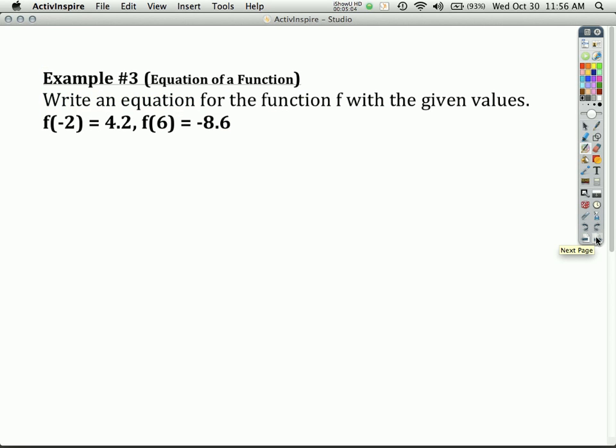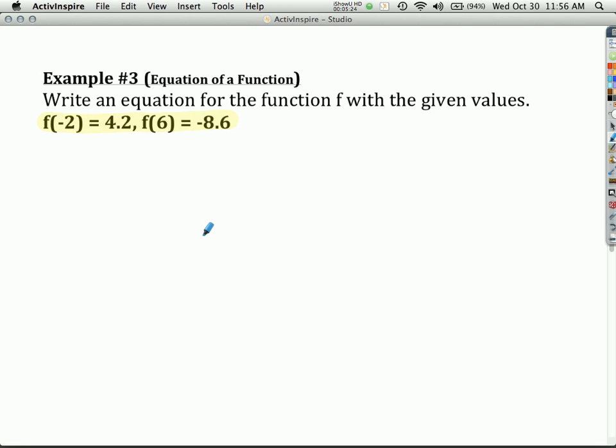Write an equation of the function. So it's the same thing. We are being asked to write an equation. But now the information is being presented in a slightly different way. Does anyone remember what it being written in this way is called? It had a name. I didn't really emphasize it. Catalina?